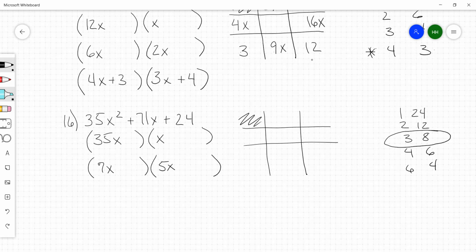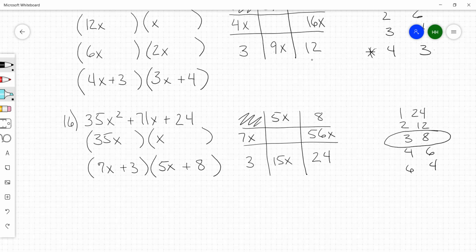56 and 15. So I'm going with the 7x and the 5x. A 56 and a 15 gets me a 71. So I got to go 7x times 8. And I got to go 5x times 3 to get a 15x and a 56x. Because those two will add together to get 71. And my 8 times 3 is 24. So with my 7x goes a positive 3. And with a 5x goes a positive 8.